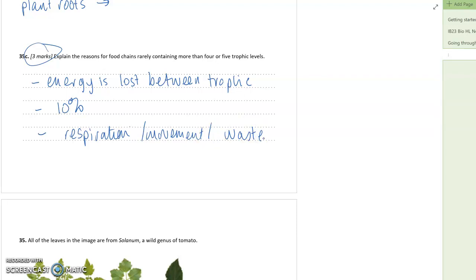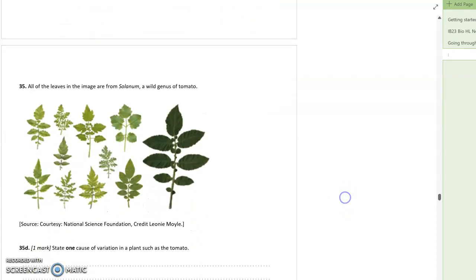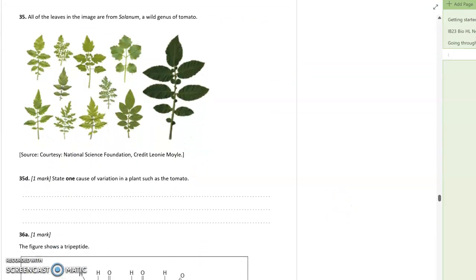Okay, so then question 35 continues with some pictures of tomato leaves. And so state one cause of variation in a plant such as the tomato. Well, there are three causes for variation, which are mutations, meiosis with crossing over and random assortment, etc., and sexual reproduction. So you could state any one of those three things. Well done.